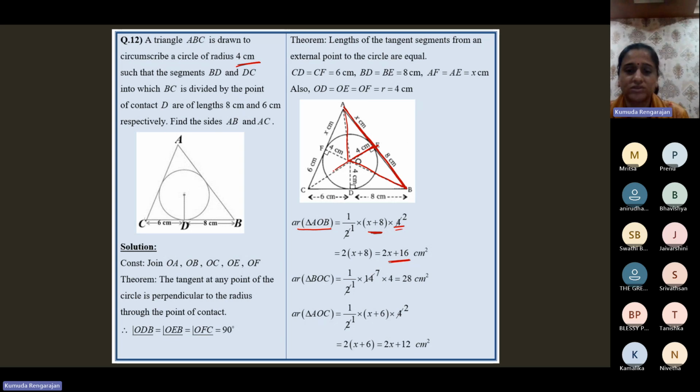Area of triangle BOC is half into 14 into 4. And area of triangle AOC is equal to half into x plus 6 into 4.